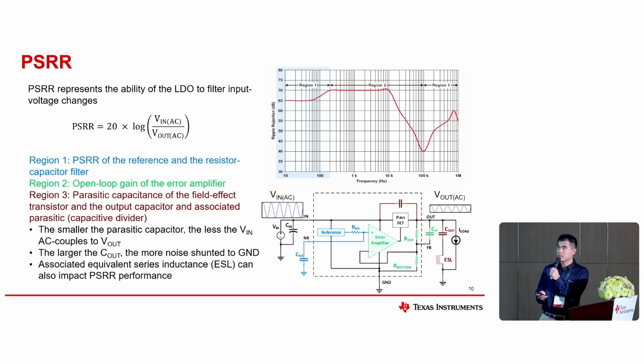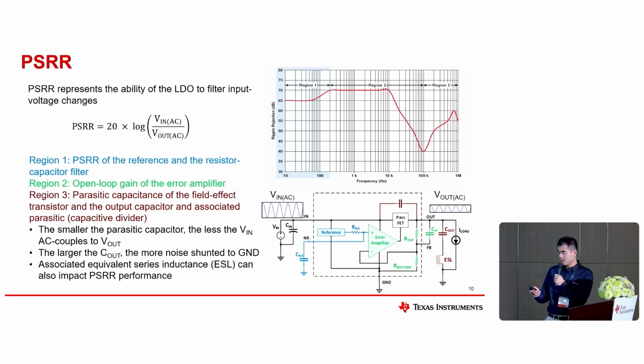We can see here there is a different frequency influence, so here it is a map. In the low frequency range, from 10 Hertz to 200 Hertz, the noise comes from the reference and the resistor-capacitor filter.